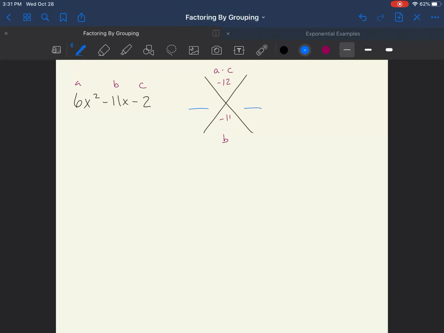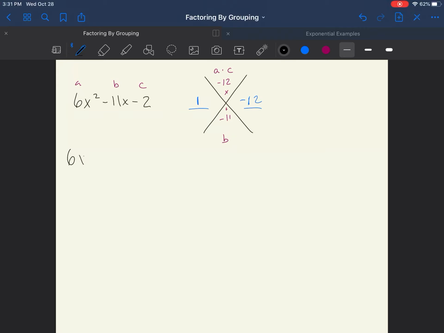So what multiplies to negative 12 and adds to negative 11? A little tricky, but notice how they're 1 unit apart. That's usually a sign that you're going to have 1 and then negative 12. 1 times negative 12 is negative 12. 1 plus negative 12 is negative 11.